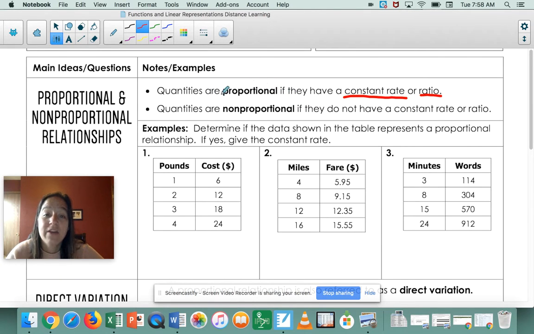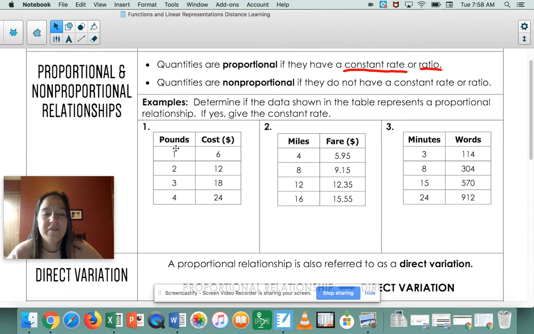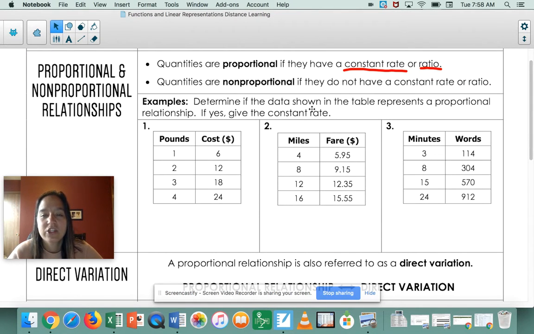So today we're going to be talking about constant rates. We're not going to be talking about the change. You'll see they're very much intermixed because if it has a constant rate, it is the constant rate of change. But we're going to get to that when we do. So quantities are not proportional if they don't have a constant rate. So here we go. The first three examples say determine if the data shown in the table represents a proportional relationship. If yes, give the constant rate.